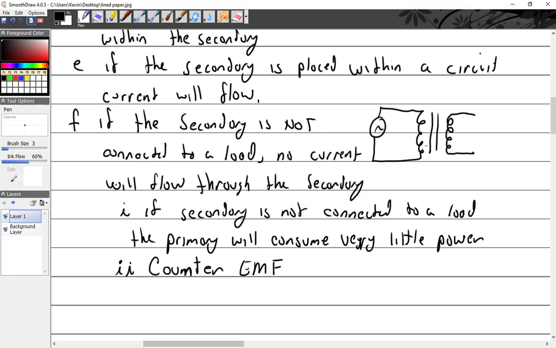What is that resistance represented as? XL. Remember that? It's not really resistance, but it acts like resistance. So we have this inductive reactance, kind of the same thing. So counter EMF is going to build up. It's different, but it's the same theory. Counter EMF is going to build up, so it prevents current from flowing in the primary.